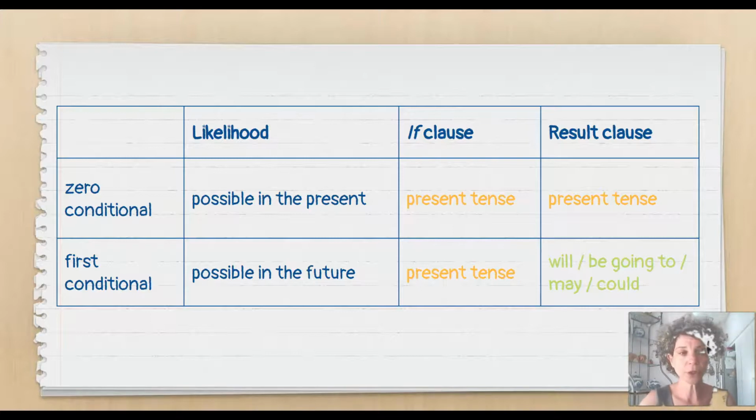However, when we look at the first conditional, we're talking about possible future events. It's possible that it will happen in the future. So the if clause will take the present tense, and the result clause this time will take a future tense: will, be going to, may, or could.